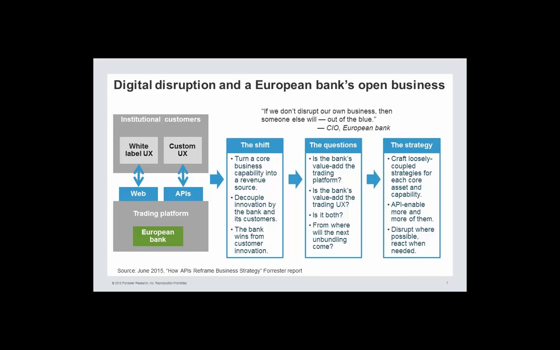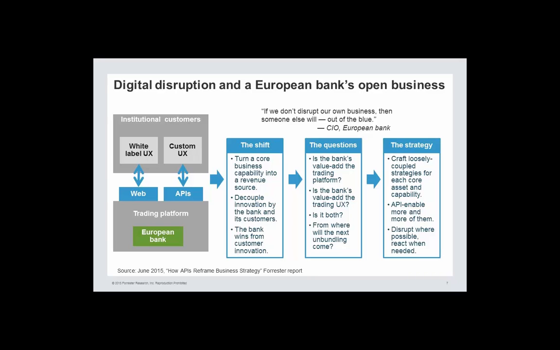So let's talk about a bank that's thinking this way. There's this European bank, and the CIO there, I love the way he thinks. He says, if we don't disrupt our own business, someone else will. Out of the blue, it will be Yahoo and Google who take away a piece of our business. A particular example of how that plays out is that they have a trading platform, and they white label it, basically rebranding their website and user experience into that trading platform.